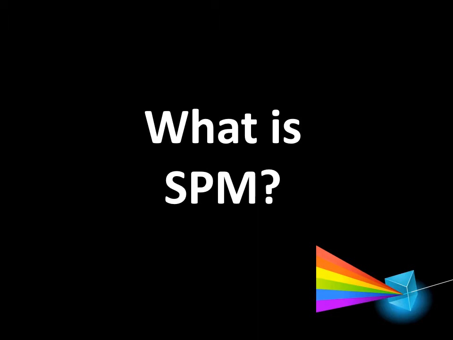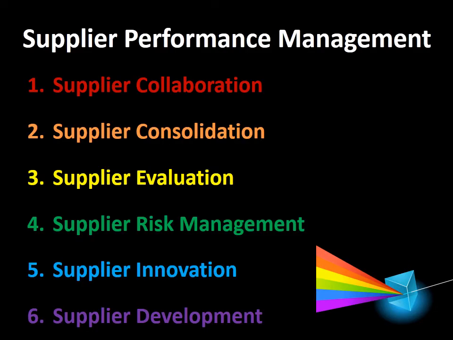When you view key account management through the supplier performance management lens, 6 key strategies and concerns for your customer become clear. In the next few moments, we'll examine each of these in turn. The first is supplier collaboration.